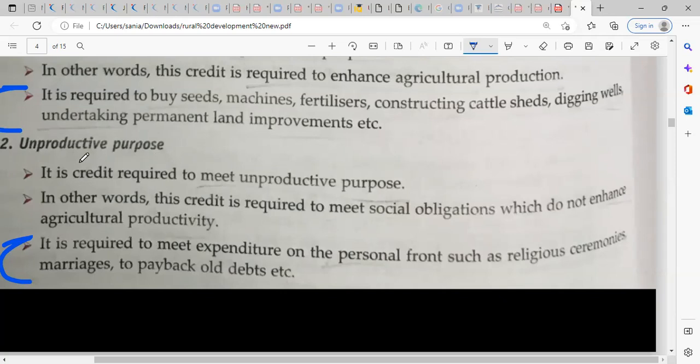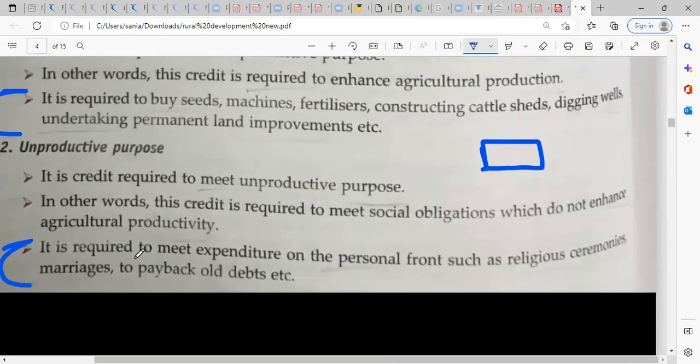So that is unproductive. But for example, if I want to buy land to construct my hotel over there, that is productive. Unproductive is religious ceremony and all that. If I want money for that purpose, that is unproductive purpose. Clear?